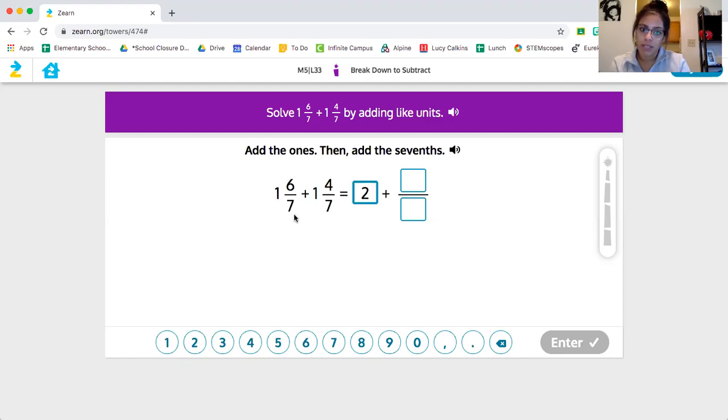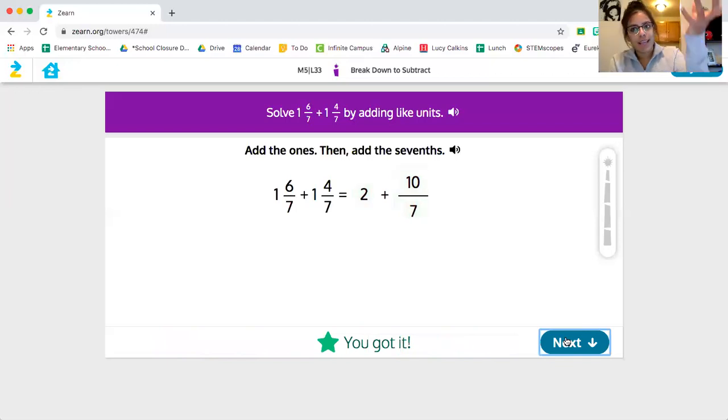Now I also notice that my fractions are like units as well. What makes them like units, what makes them similar, is that they have the same amount of pieces to create a whole. They are both sevenths. So now I add my sevenths together. So I have 6 sevenths plus 4 sevenths. When I add those together, I get 10 sevenths. Okay?